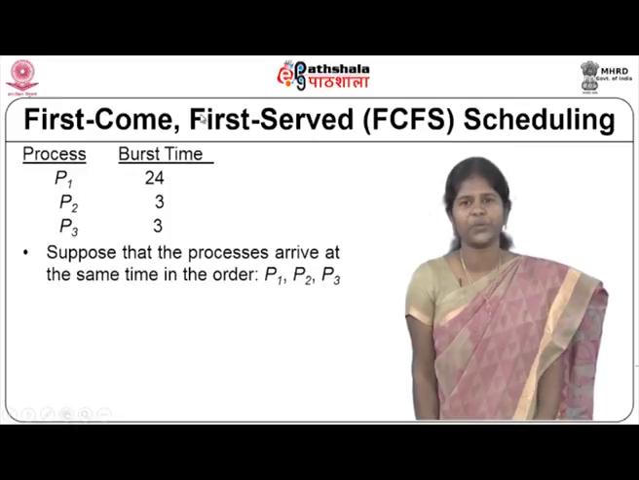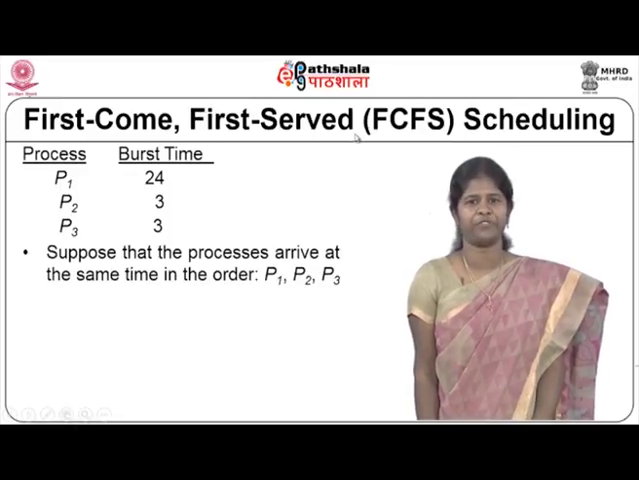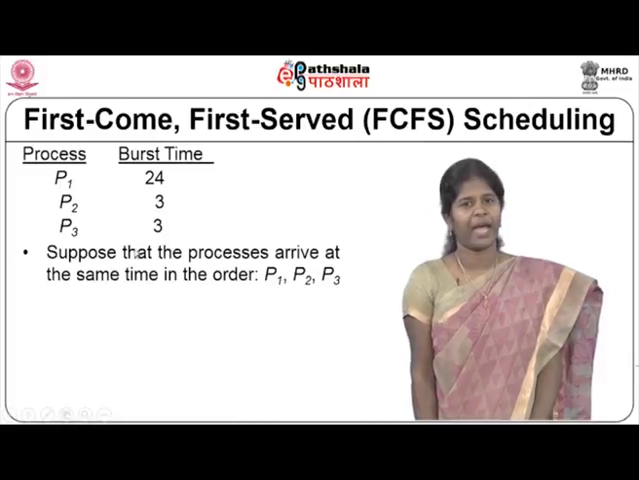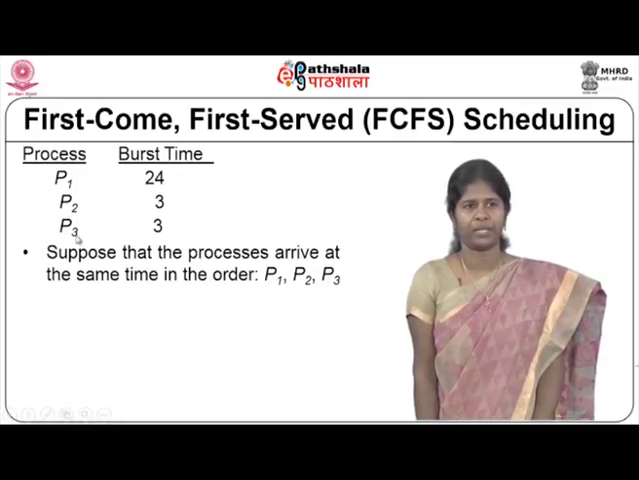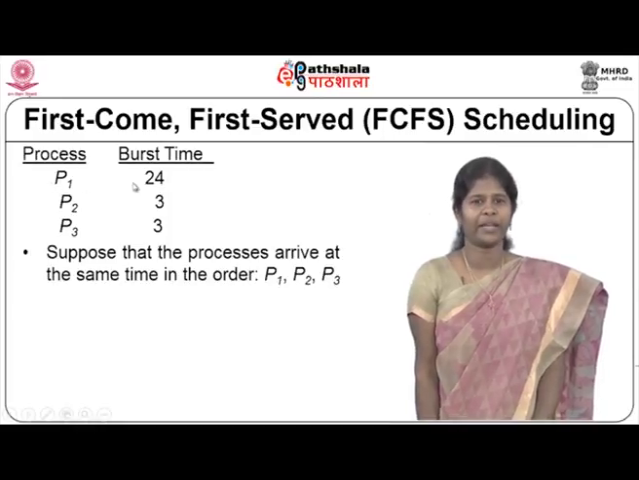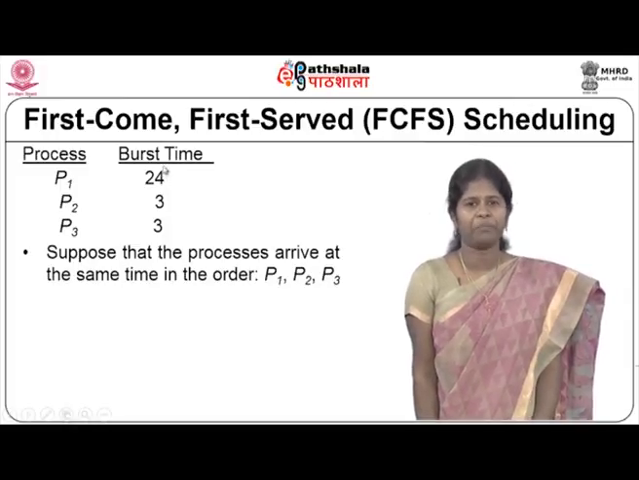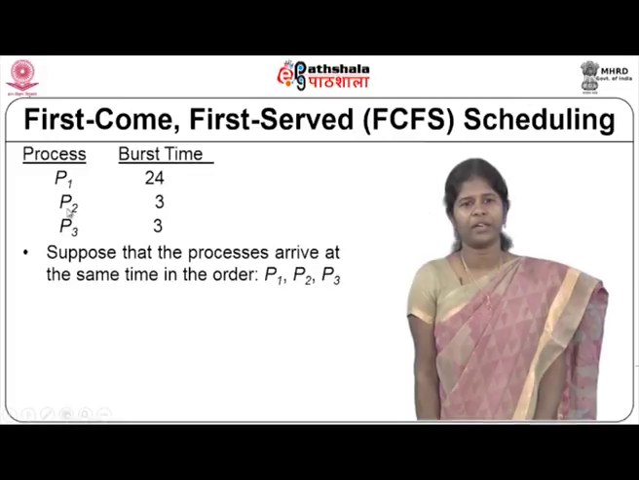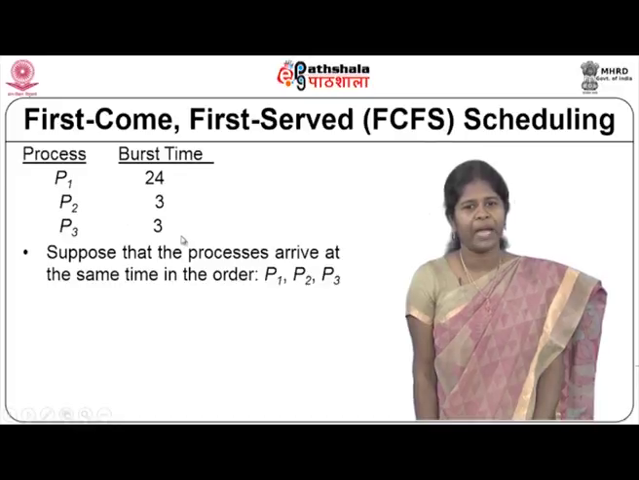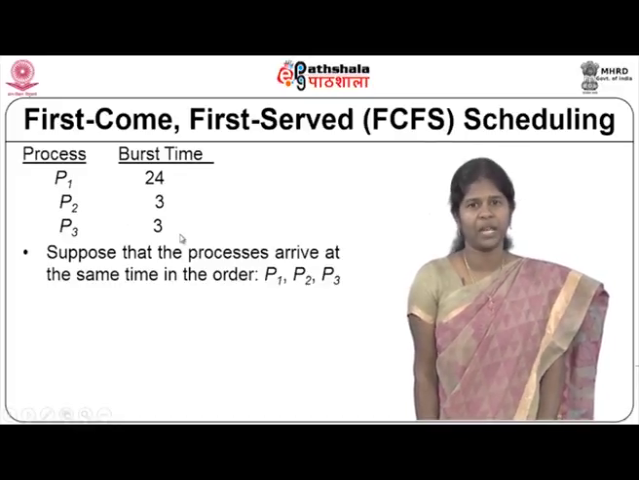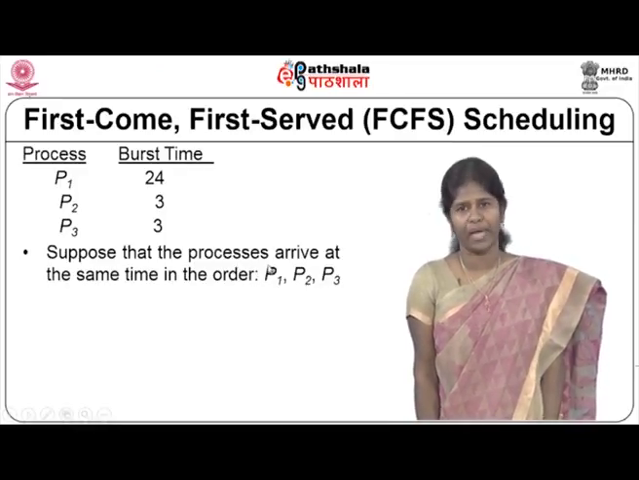The first algorithm that we are going to see here is the first come first served scheduling algorithm. In this algorithm, we are considering three processes P1, P2 and P3, and each of these processes has a corresponding burst time. P1 can make use of the CPU continuously for 24 milliseconds, or the burst time is 24 time units, for P2 it is 3 time units, and for P3 it is 3 time units. It is assumed that all the processes arrive at the same time, but there is an order in which they arrive. The order is P1, P2 and P3.